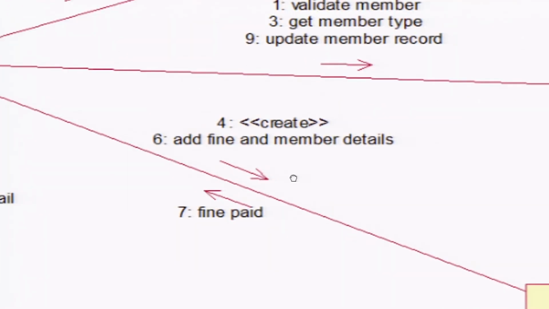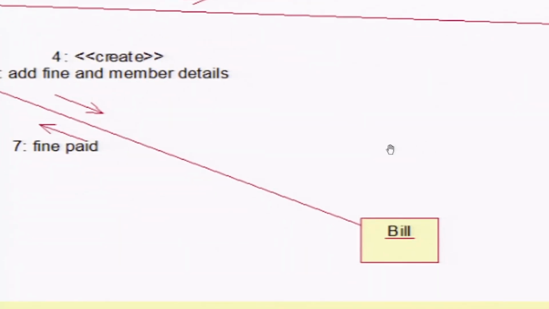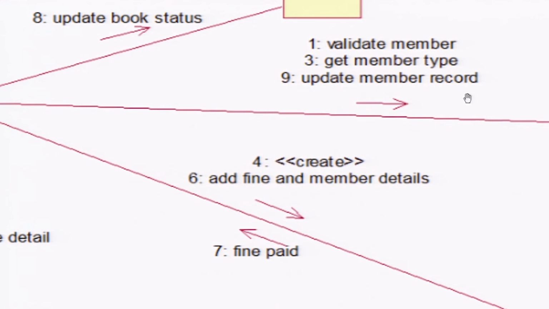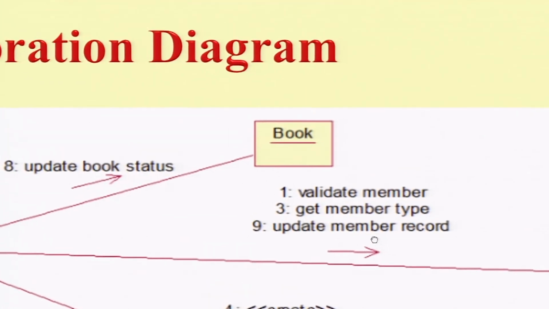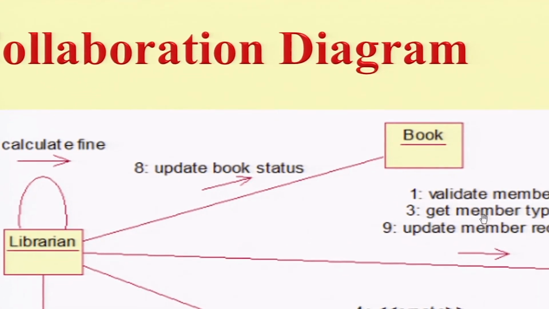If the fine has been paid, then fine paid details, update the book status, and then update the member record. There are 9 different transactions that are to be carried out, and they are listed in this collaboration diagram.